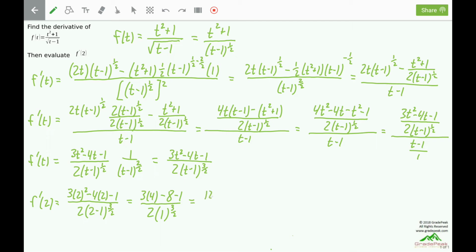3 times 4 is 12, a -8 and a minus 1 will make a -9 altogether. And then a 2 times 1 to the 3/2. Now that means the square root of 1, which is a 1, and then you will cube that result. 12 minus 9 is the 3. And we'll have 2 times 1 cubed, of course, is a 1. And we end up with 3 over 2 times 1, which is a 2. 3 over 2.